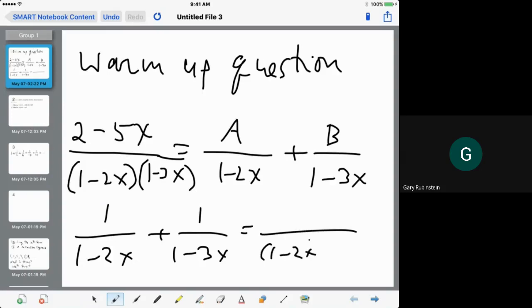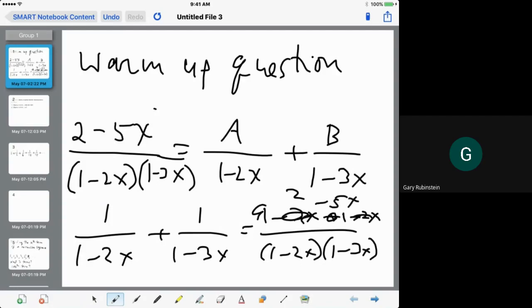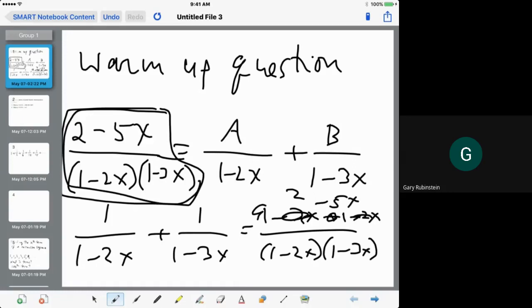by actually adding 1 over 1 minus 2x plus 1 over 1 minus 3x, and the common denominator would be 1 minus 3x plus 1 minus 2x, and the 1 and 1 would become the 2, and the minus 3x and the minus 2x would become the minus 5x. We will run into this expression later on in this lesson, and if we ever run into this expression, we will be able to replace it with this.